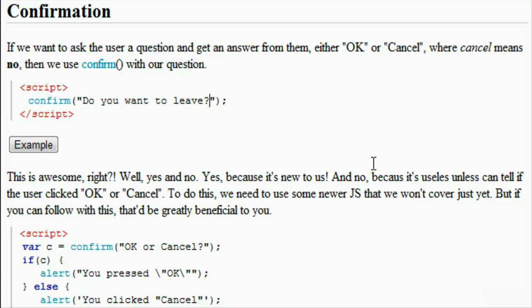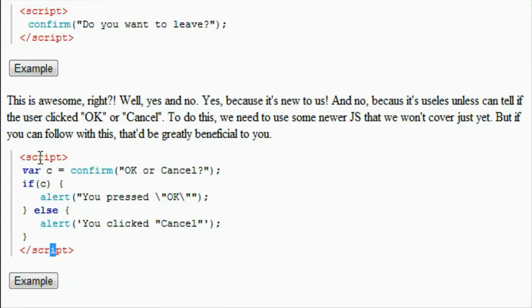To do this, we need to use some newer JavaScript that we won't cover just yet, but if you can follow with this, that'd be greatly beneficial to you. We always open and close the script element unless we're using an external JavaScript file, in which case we do not use that. Here we have variable c is equal to confirm, and we just wrote OK or cancel. Even though the confirm function is inside of a variable, and we haven't touched on variables yet, so don't worry if you don't know what it is. We'll get there. If you do know what a variable is, this will automatically run.